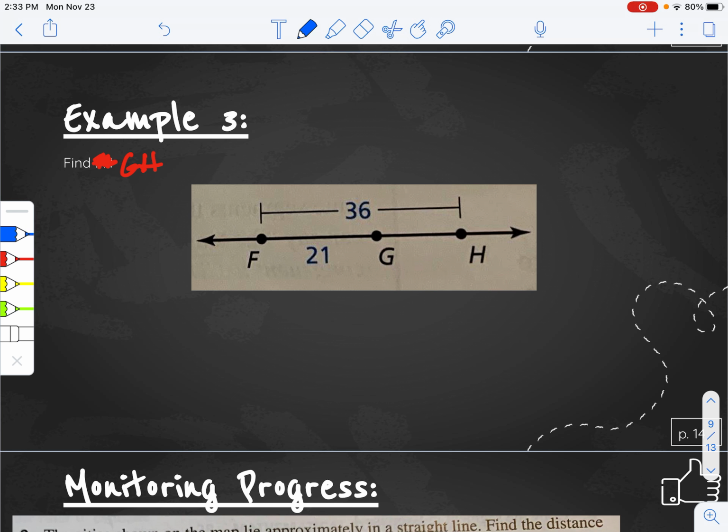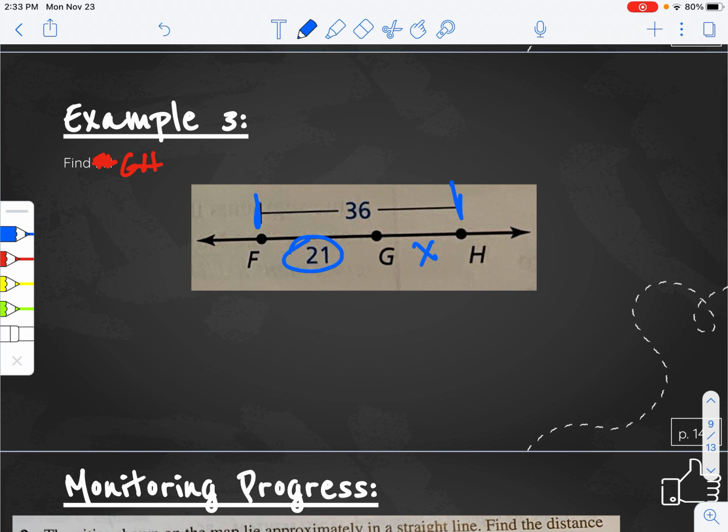Example 3. Find GH. So this time we have a little bit different information. This time they give us the whole thing. They give us a part, but we want to find GH. So why don't you go ahead and pause. Try to set something up so that you can solve and find that X, that missing part, GH, and then come back and check your answer.